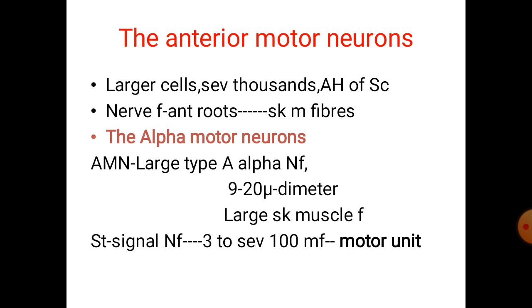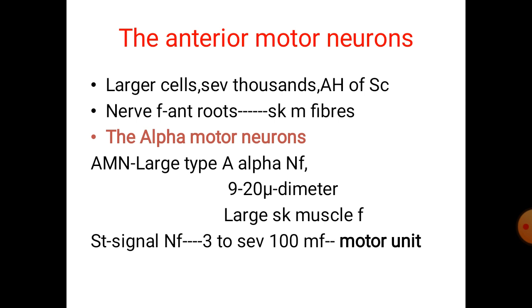First, the anterior gray column, which contains the anterior motor neurons. These are very large cells. Several thousands of cells are present in the anterior horn or the ventral horn of the spinal cord. The nerve fibers from these come out through the anterior nerve roots and supply the skeletal muscles of the body, maybe in the upper limb, the thorax, or the lower limb. These are called alpha motor neurons, and they are present in the anterior horn cell of the spinal cord.